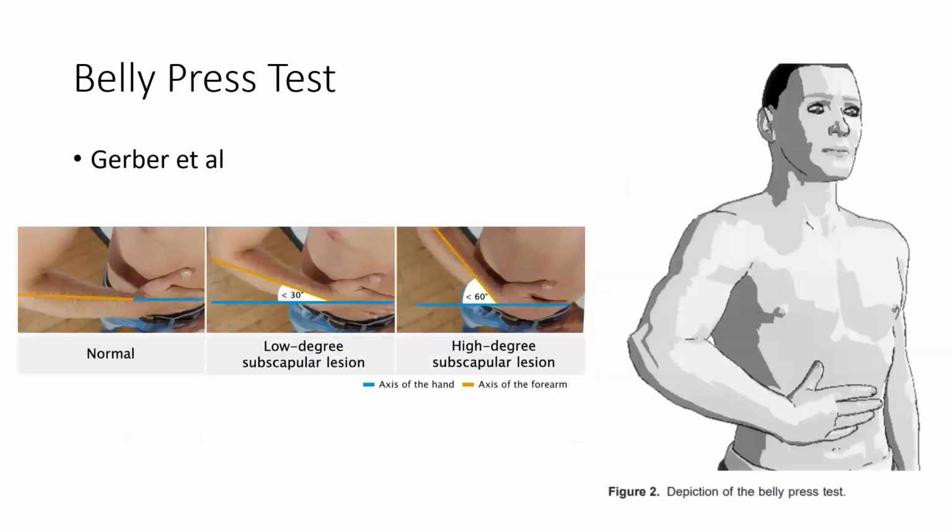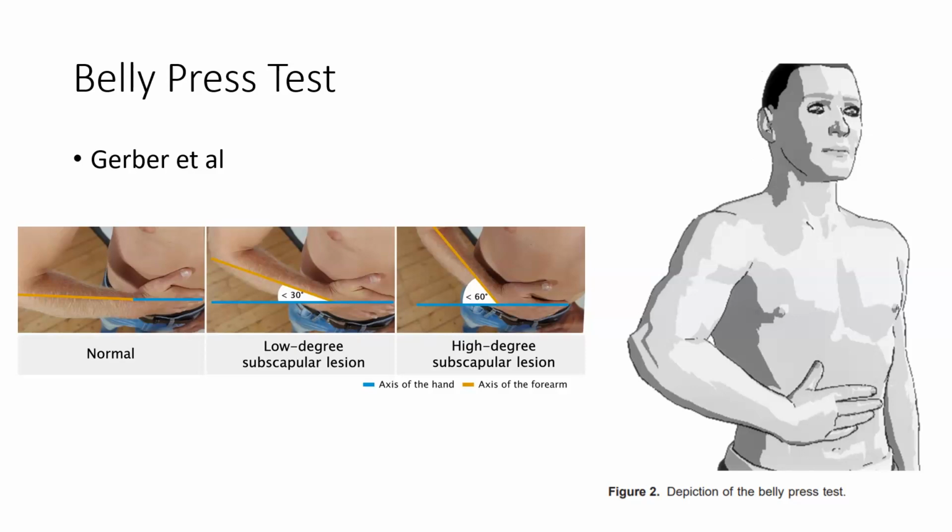And the next is the belly press test. This was also described by Gerber et al. You can see in this position the patient is asked to press upon his belly using his hand. The points we should note during this test are the ways in which the patient compensates when there is a subscapularis palsy. One is by flexion of the wrist. The patient presses by flexing the wrist onto the belly. That is called the Napoleon sign.